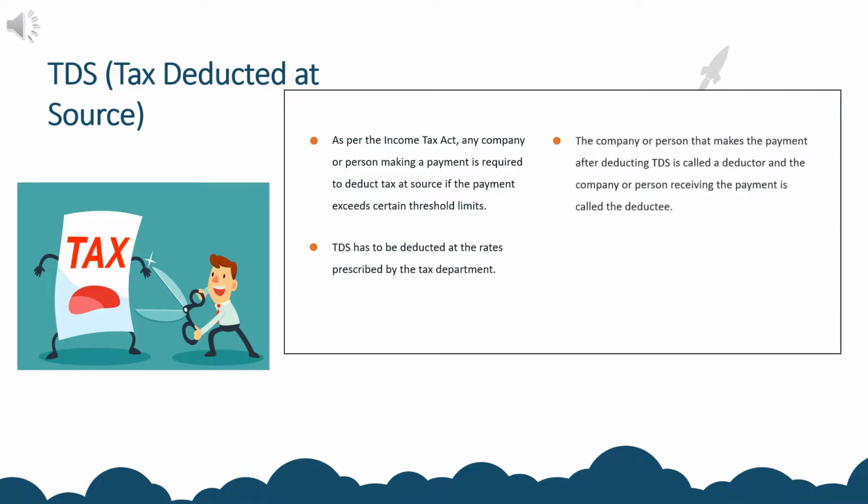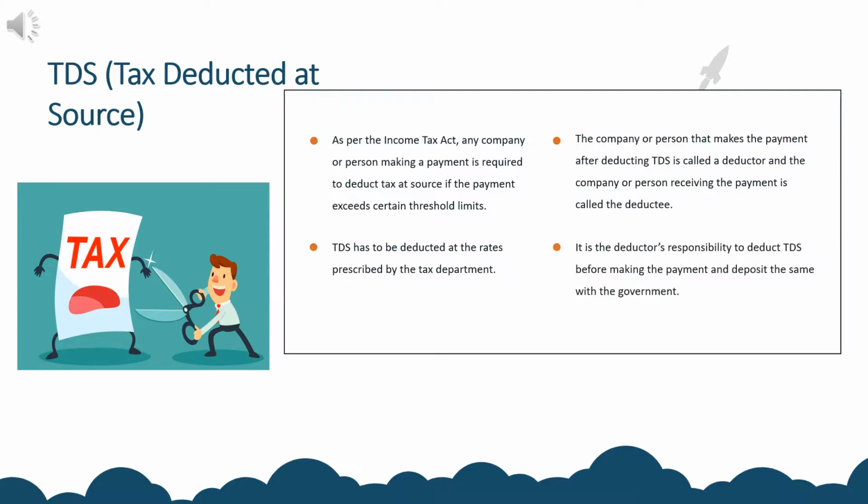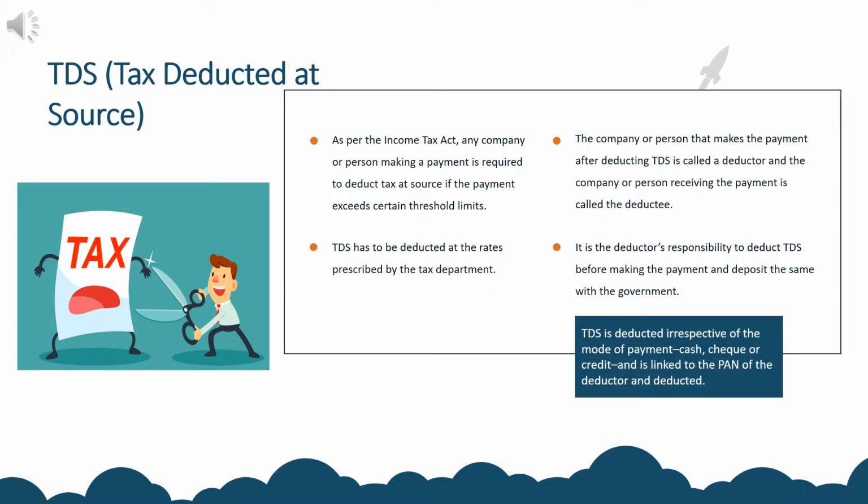The company or person that makes the payment after deducting TDS is called a deductor, and the company or person receiving the payment is called the deductee. It is the deductor's responsibility to deduct TDS before making the payment and deposit the same with the government. TDS is a source of collecting tax by Government of India at the time when a transaction takes place. TDS is deducted irrespective of the mode of payment, cash, cheque or credit, and is linked to the PAN of the deductor and deductee.